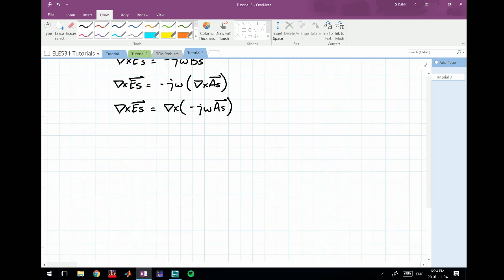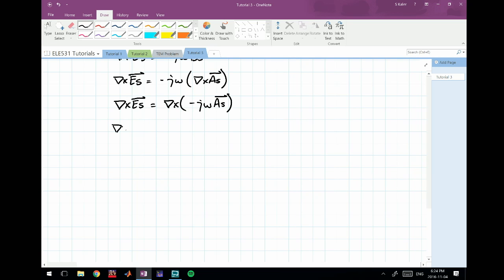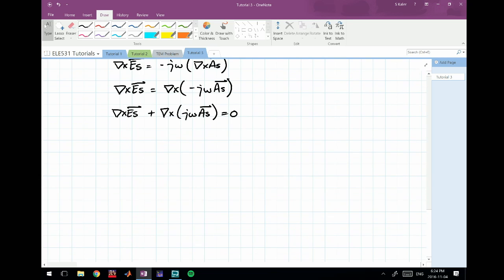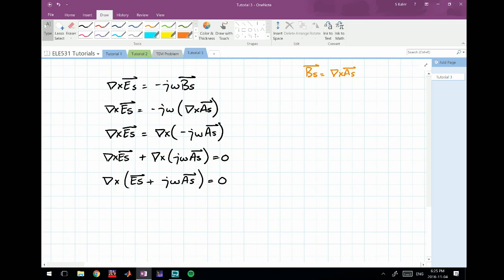Now if I move this entire thing to the left side, I get the curl of Es minus, well, I guess I can take that minus outside and that actually ends up becoming plus. So what I'll get is plus the curl of jωAs, and this whole thing is 0. Now I can factor out the curl, and essentially what I'll get is the curl of (Es plus jωAs) equals 0. So here we have the electric field related to the vector potential. Now we need to relate it to the scalar potential and then get the entire equation as one big thing.